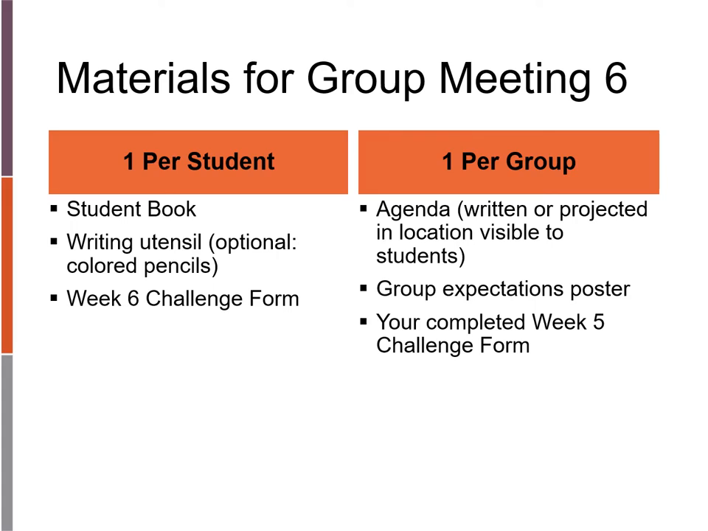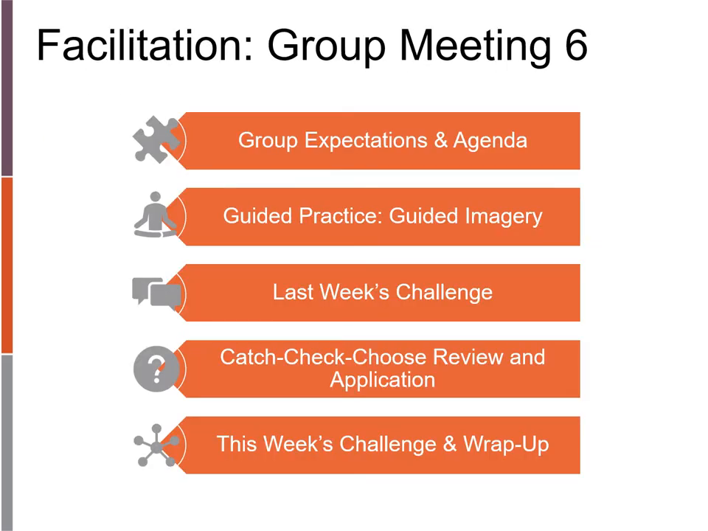To run the group meeting, you will need the agenda, the group expectation poster, and a challenge form that you completed from last week. The group meeting begins, as the other sessions do, with an overview of the group expectations and agenda. Following that, there is guided practice of guided imagery and a review of the previous week's challenge. Then you will review and do some application activities on the catch, check, choose strategy before providing the challenge and wrapping up.